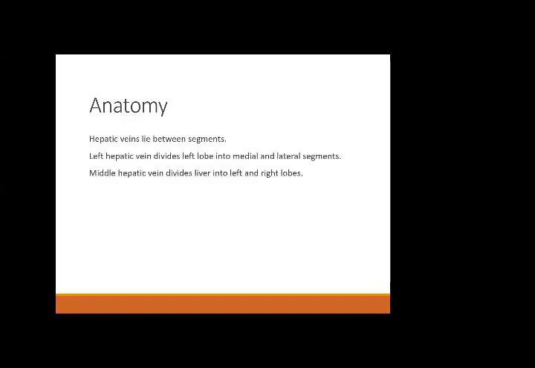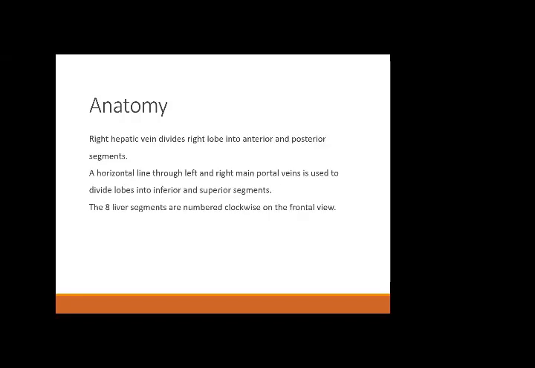Hepatic veins lie between segments. The left hepatic vein divides the left lobe into medial and lateral segments. The middle hepatic vein divides the liver into right and left lobes, and the right hepatic vein divides the right lobe into anterior and posterior segments. That diagram we can see.